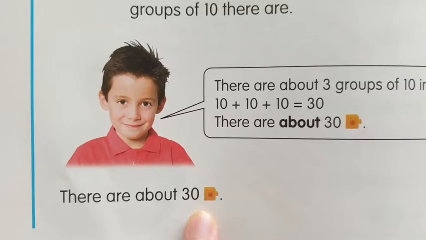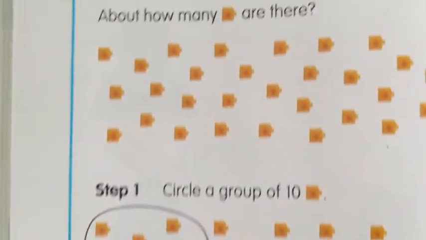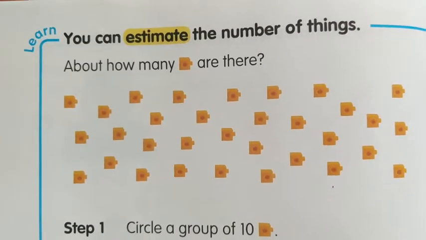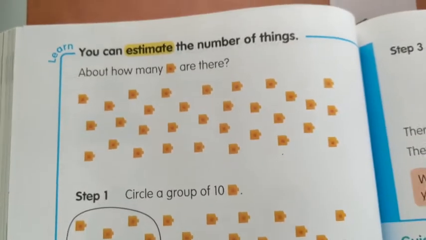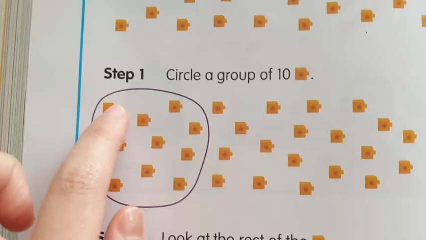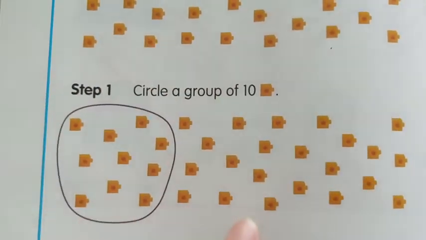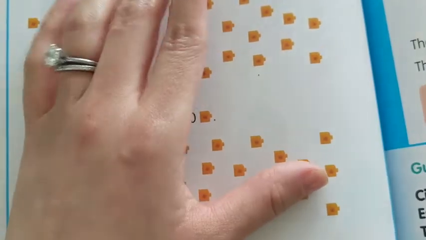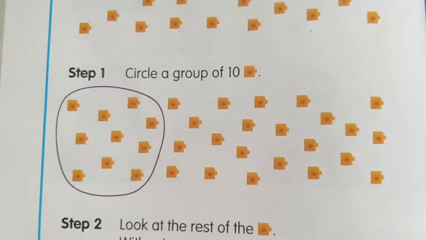But do you guys want to know exactly how many there are? That's when we're not estimating anymore. If you want to know exactly how many there are, let's count it. 1, 2, so that's 10. 2, 4, 6, 8, 10. So up to there is another 10. And then 2, 4, 6, 8, 10. So that's another 10. And then these two I didn't count. So 30, 31, 32. There are 32 cubes here.